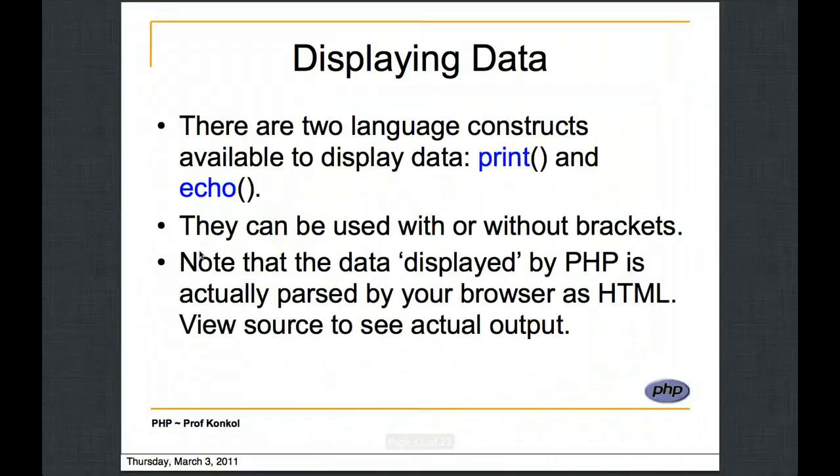We'll come back to some more examples in a second. There are also two ways to display data. I've already shown you echo. The other one's called print. Mostly you're going to see echo used for text-based output, like I just displayed that message. It can be used with or without brackets. Note that the data displayed by PHP is actually parsed by your browser, like I already showed you with the example just now. Viewing source to see the actual output, you're only going to see the HTML portion, not the PHP portion.